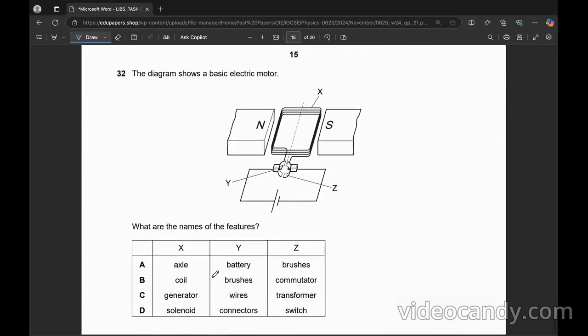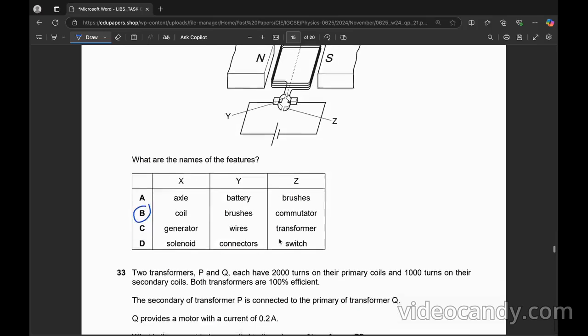32. The diagram shows a basic electric motor. What are the names of the features? So X, what is X? X is just a coil of wire, so obviously it is B. And this guy, Y, is called a carbon brush, just used to conduct the electricity into here. And then this is called the commutator, which rotates in the motor.